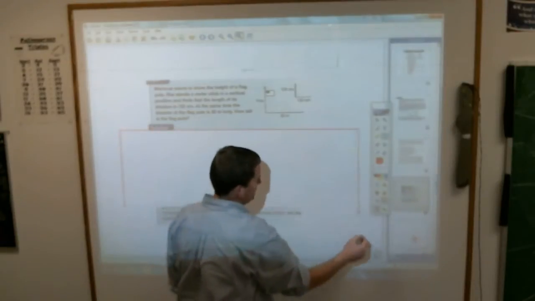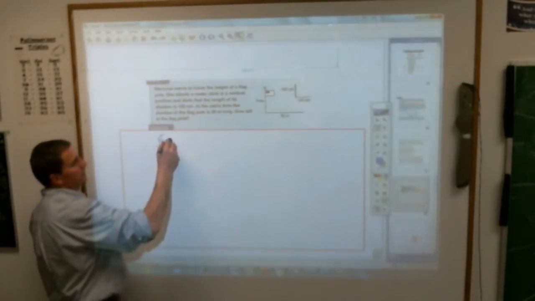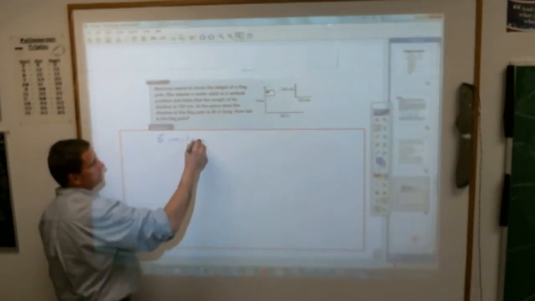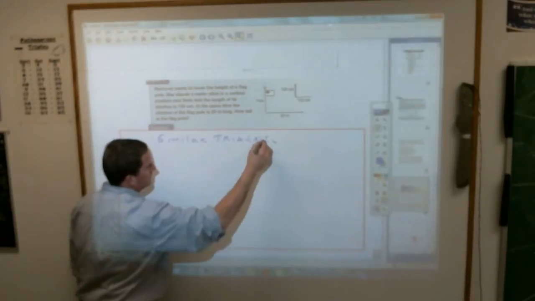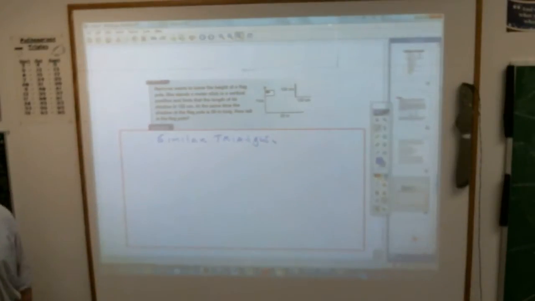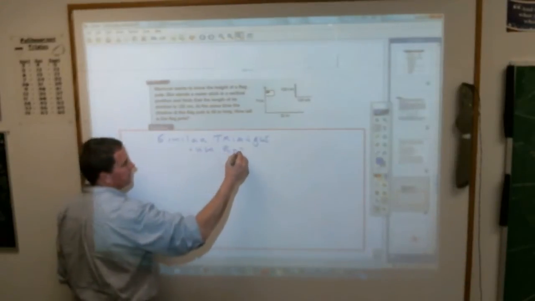And maybe you've seen this on your maps test or whatever it is. So jot this down. Similar triangles. Which simply means this. When you have similar triangles, their sides are all proportional. So you are going to use a ratio box.